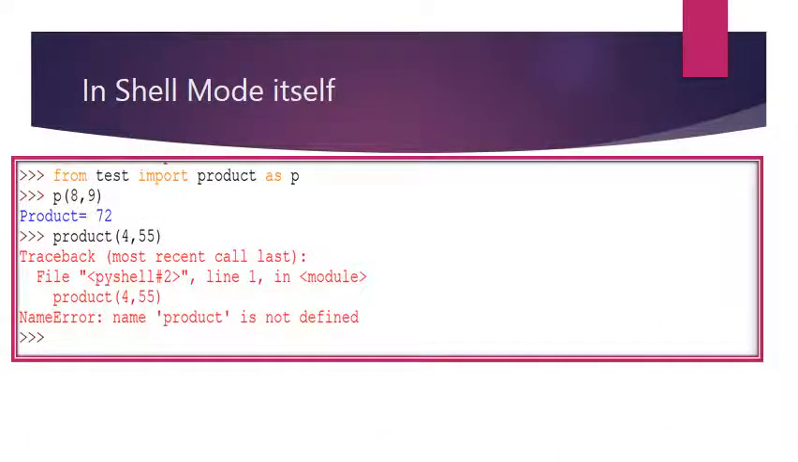The same aliasing I have written in shell mode also. From test import product as P, P of 8, 9, I will get the output 72. But if I try to use product of 4, 55, definitely it will create an error because it is not known regarding this particular function called product.